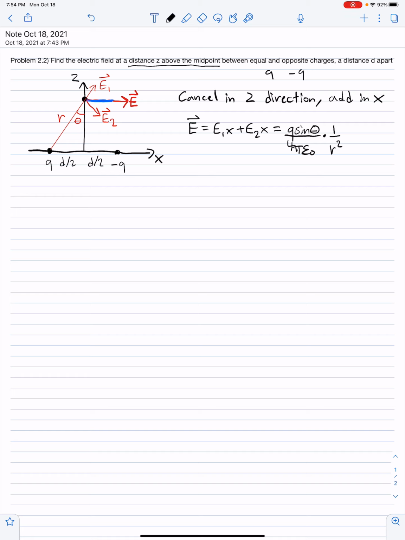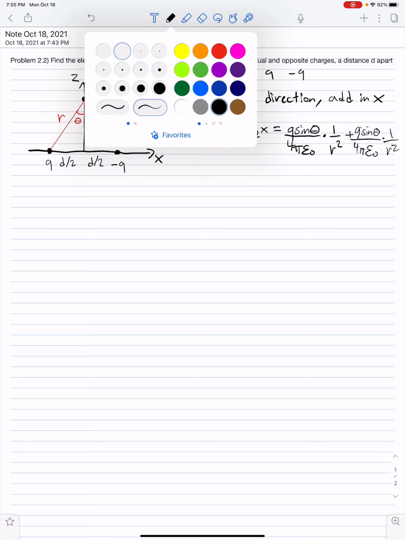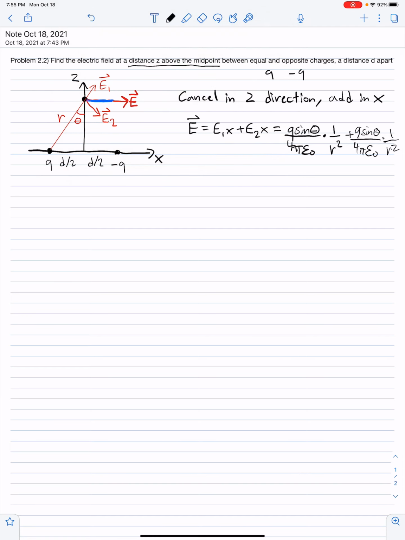And we'll do the same for our other charge. Okay, and we see that since both of these add, our electric field here is E equals 2Q sine theta over 4 pi epsilon naught r squared. Yeah, so we have a 2 there because we're just adding both of these x components.